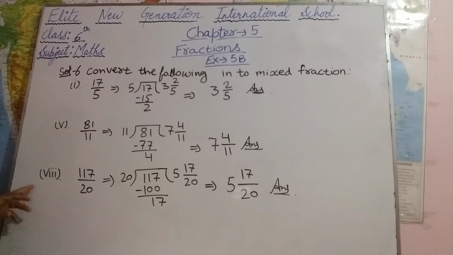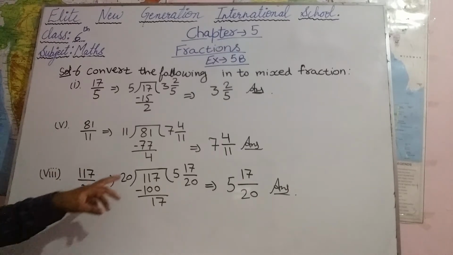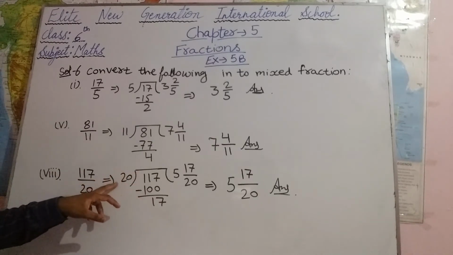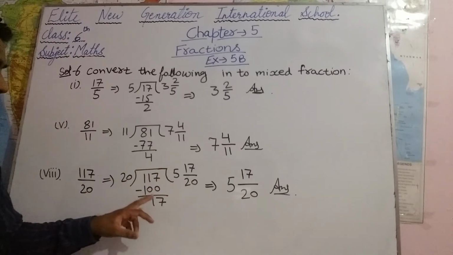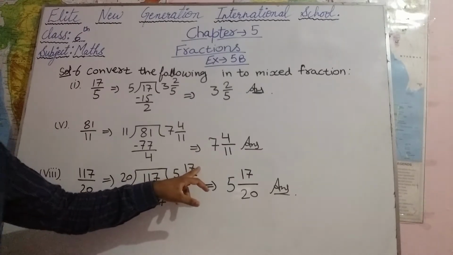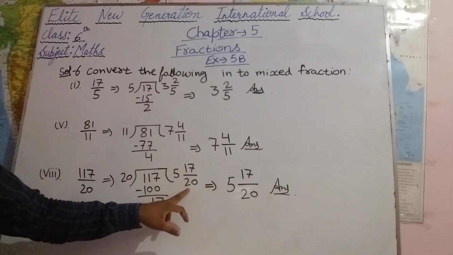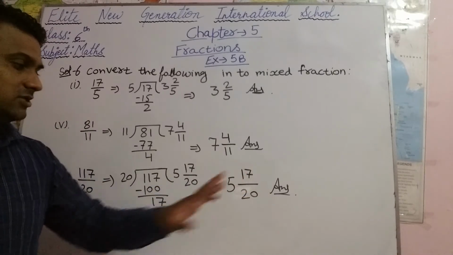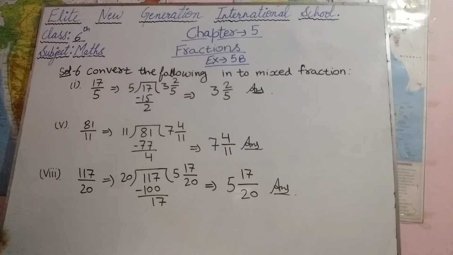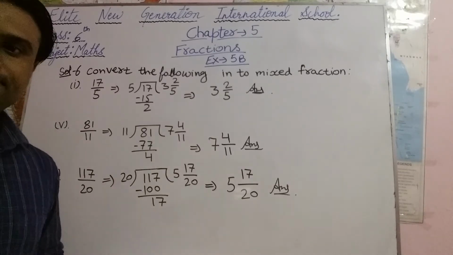Now after this, see the 8th part, that is 117 upon 20. So here we have to divide 117 by 20. So 5 twenties are 100. 117 minus 100 will be 17. This 17 will be written as the numerator and 20 will be written as the denominator. So we will call it 5 whole 17 upon 20. This will be the answer. So in this way we can convert an improper fraction into a mixed fraction. The remaining parts of this question you can try, these are all the same. Now after this, see the next question.